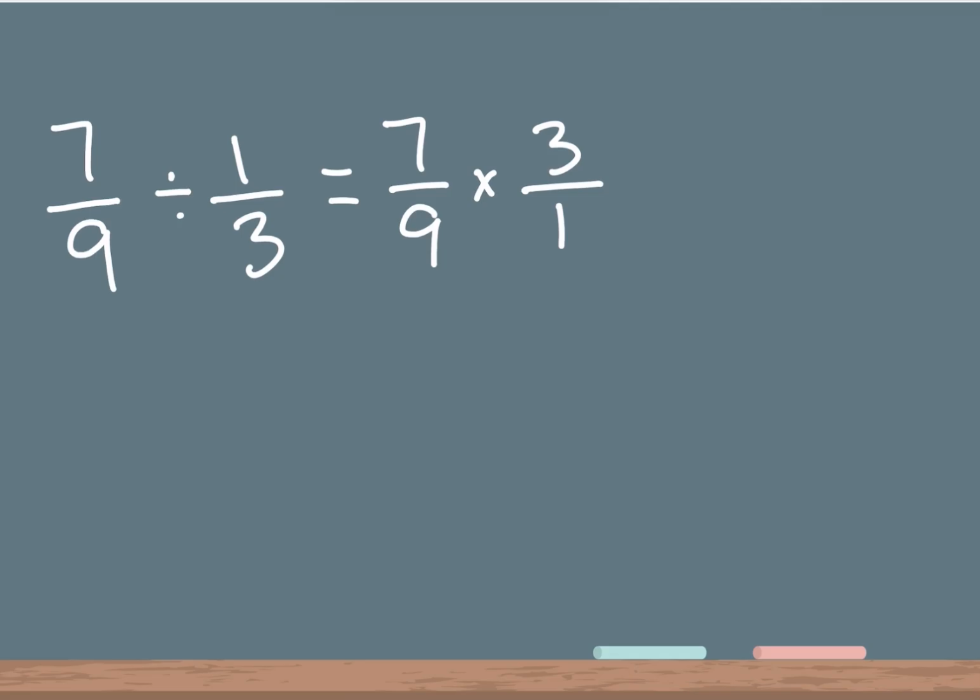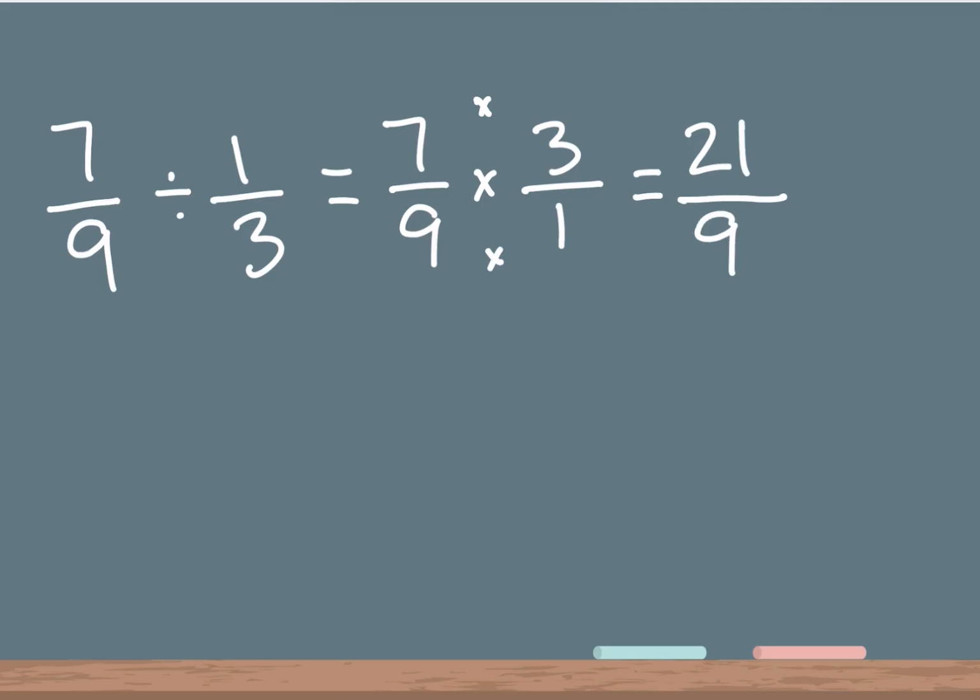So now our second step is to just multiply across. Multiply the numerator first, which is your top number. 7 times 3 equals 21. And then your bottom number, which is your denominator, 9 times 1 is 9.